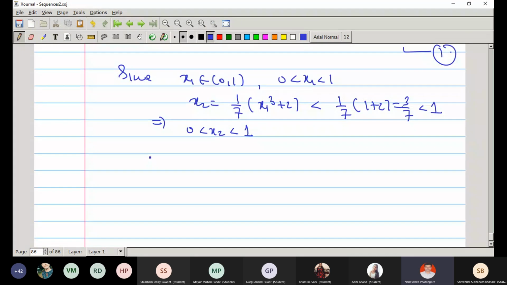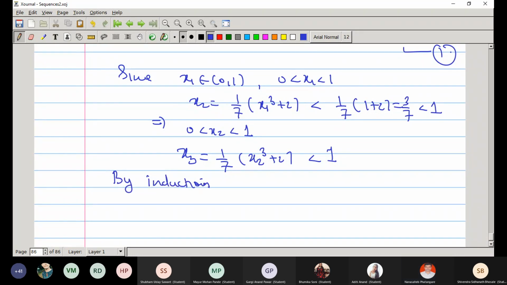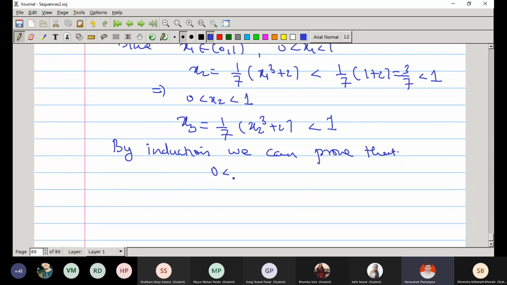What about x3? By the same logic, x3 is 1/7 times something, less than 3/7, and it is less than 1 because x2 is less than 1. So by induction, we can prove that, just following the induction steps. It is not difficult. We can prove that 0 is less than xn, which is less than 1, for all n.